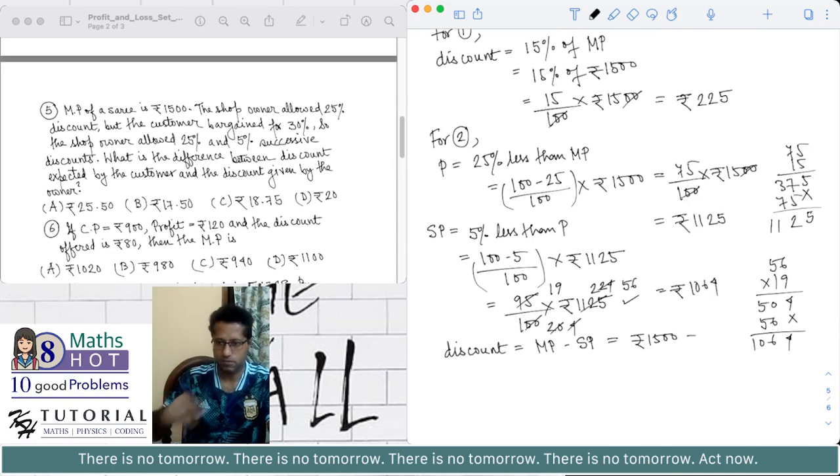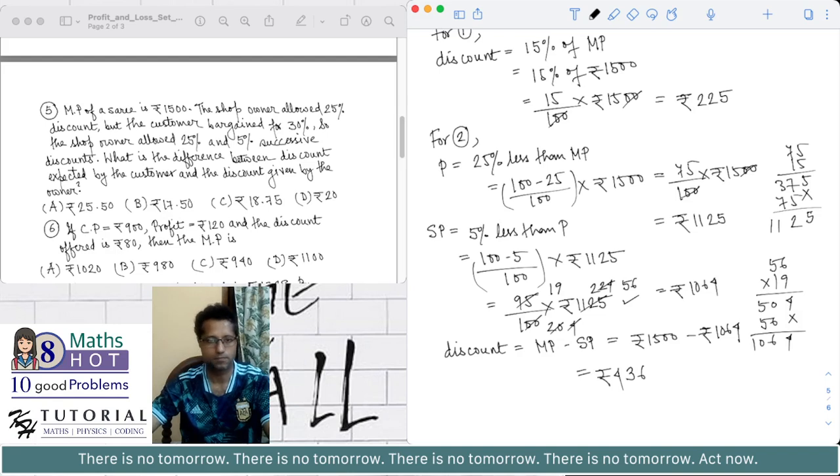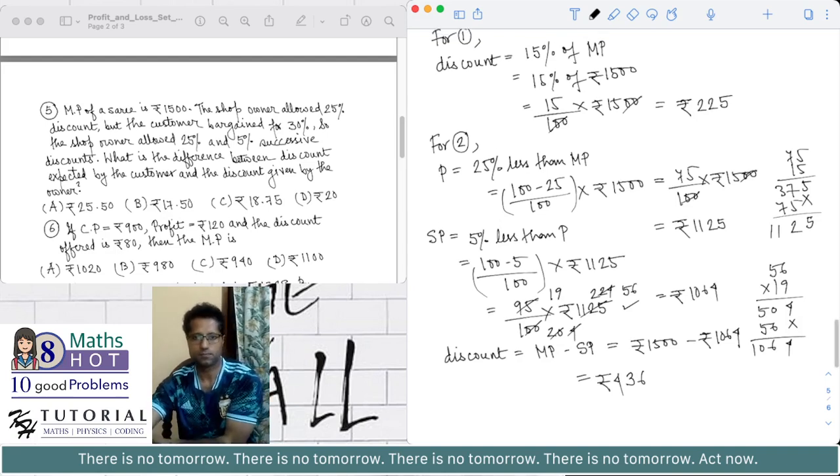So the discount is 1500 minus rupees 1064. This is equal to rupees 436 is the discount. We have to find the difference between the discount expected by the customer and the discount given by the owner.